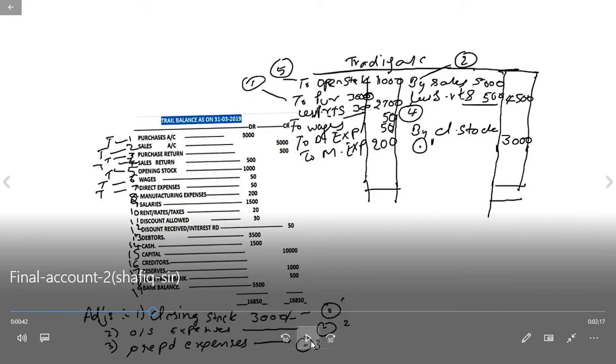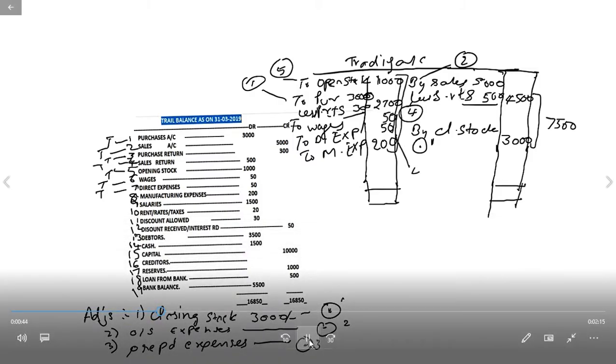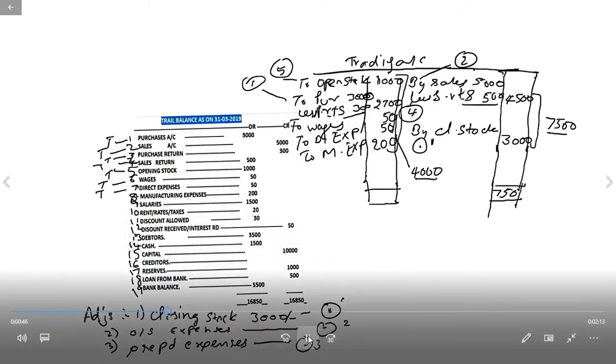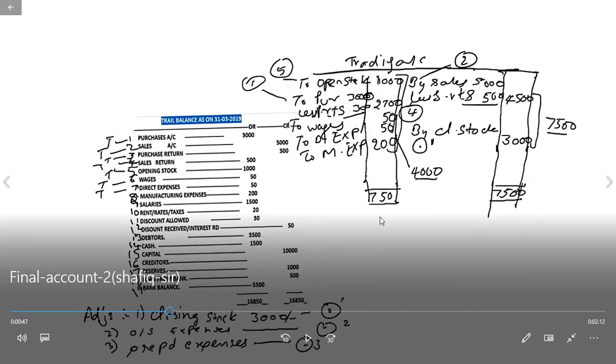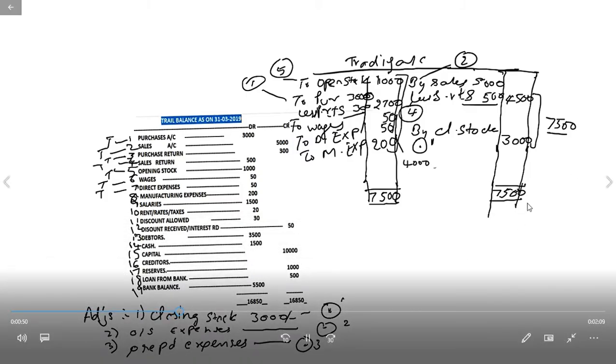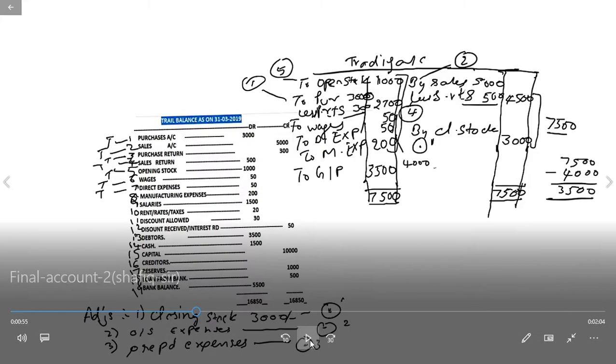Now let us proceed. So do the total of both the sides. So what is the total you are getting here? 7500. What is the total you are getting here? 4000. Now which is the bigger total? 7500 is the bigger total. Write the bigger total on both the sides. Now this side 7500 is okay, no issues, but this side the total is 4000. How can I write 7500? As such, what I do is from 7500 I reduce 4000. So how much balance do I get? 3500. This 3500 is what is carried down.